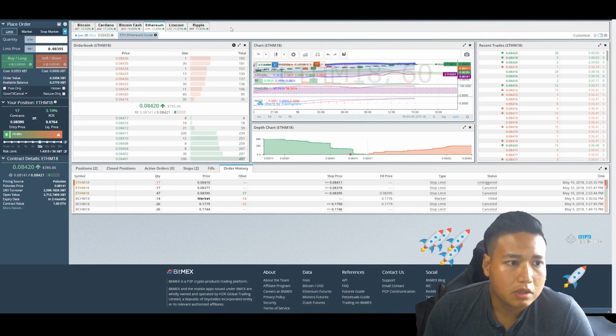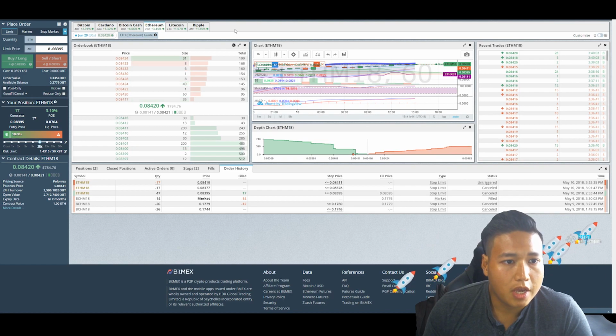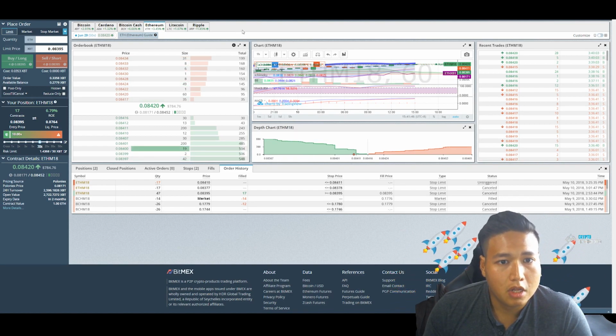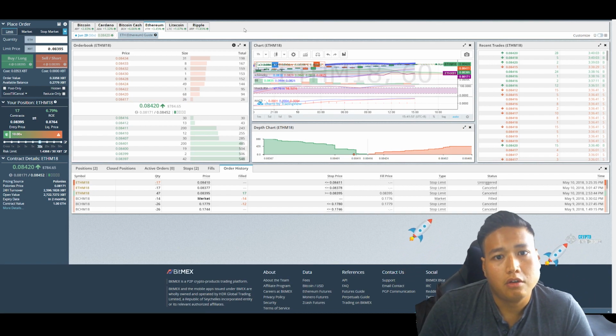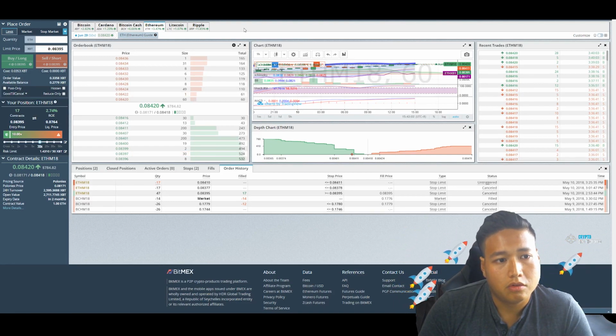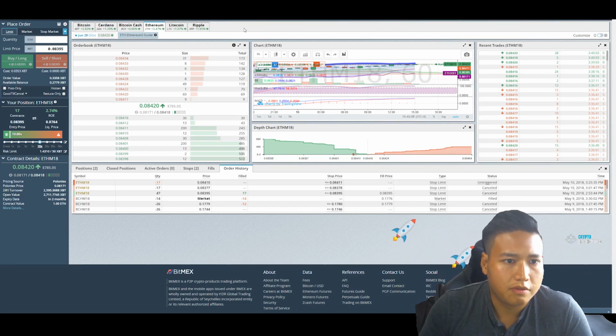Right, so here you can see they've got a couple of different coins that you can trade with. There's Bitcoin, Cardano, Bitcoin Cash, Ethereum, Litecoin, and Ripple, and for all of these, you'll be trading contracts. So you can go to the contracts page to read more about it. They have different funding rates, interest, and all that stuff. But for now, I'm just going to be sharing with you how I day trade.